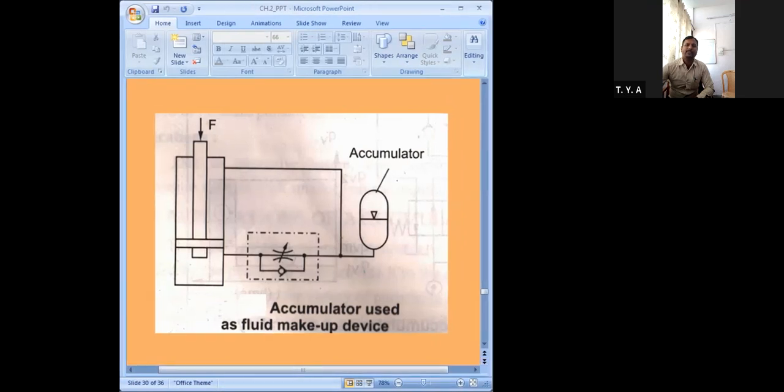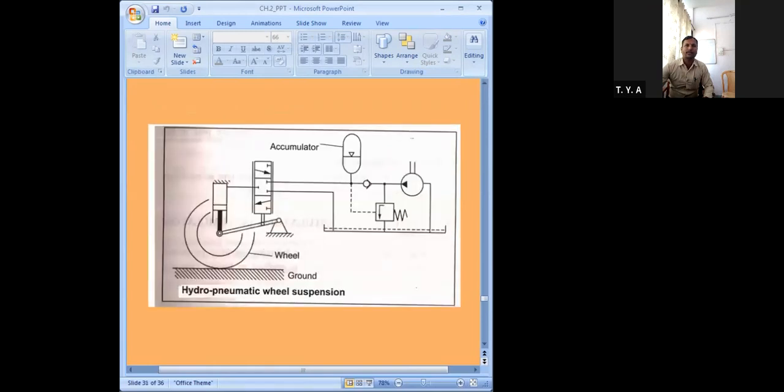Here accumulator is used as a fluid makeup device. Fluid makeup device means what? For example, we need 100 psi pressure, and suppose we'll get 80 psi pressure from the fluid which is going to come from the hydraulic pump. Now the remaining 20 psi you can take from the accumulator. It is called the makeup.